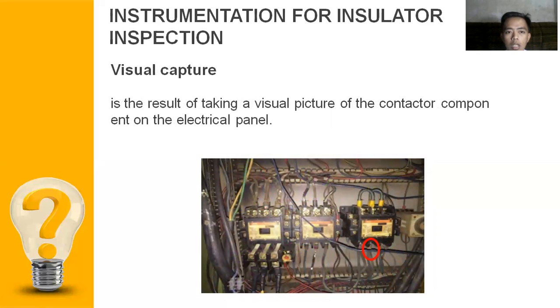And the next, this is a visual capture. Visual capture is the result of taking a visual picture of the contactor component on the electrical panel. In the picture, it can be seen that there is a red circle, which is a cable or insulated conductor inside the panel. The red circle is intended to explain in more detail the components that need to be repaired.